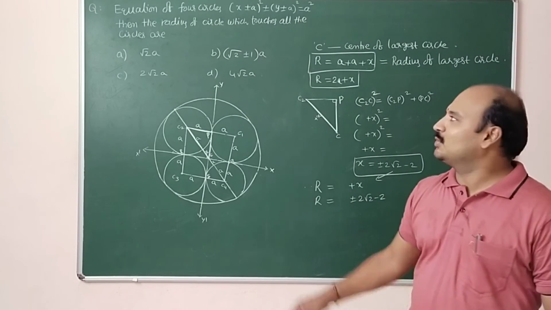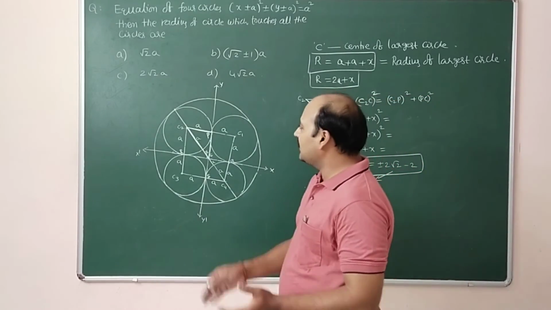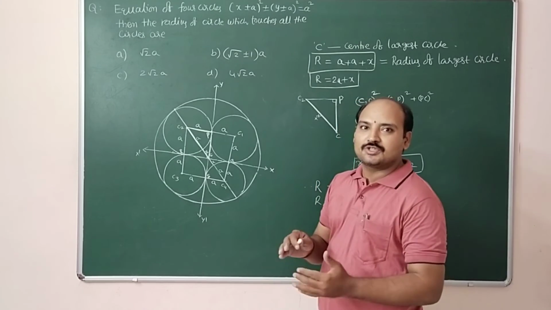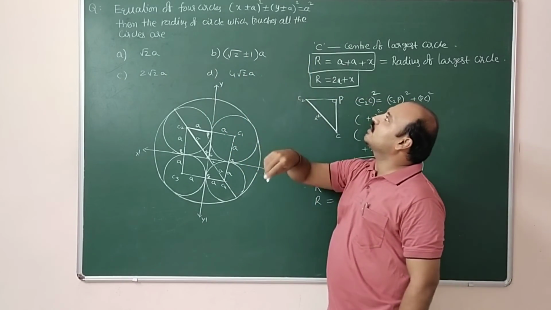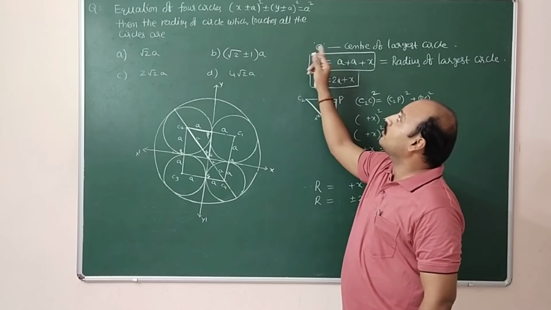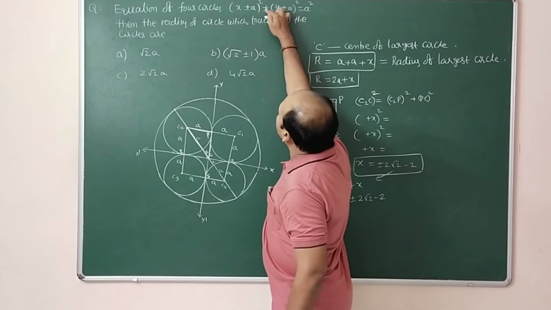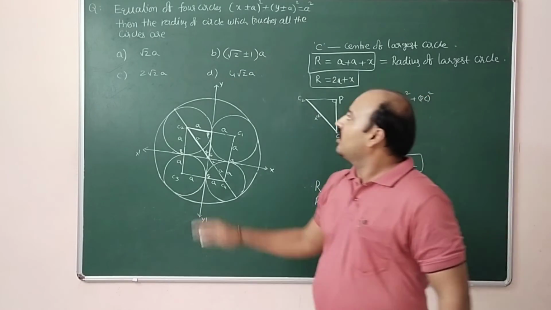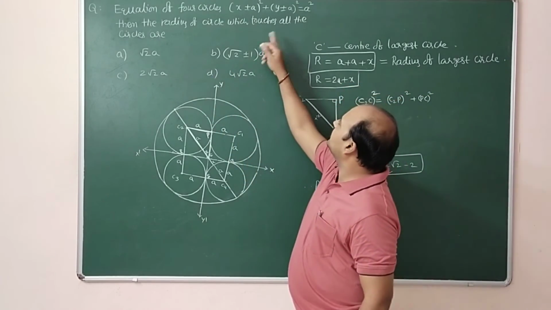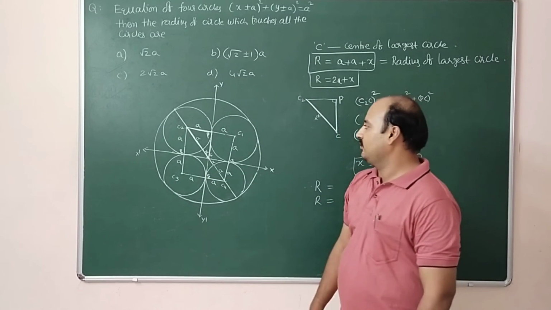Yeah, the next question is also the same type of question. That is the reason I am covering both questions at the same place. Equation of 4 circles: x plus or minus a whole square plus y plus or minus a whole square equal to a square. Then find the radius of the circle which touches all the circles.